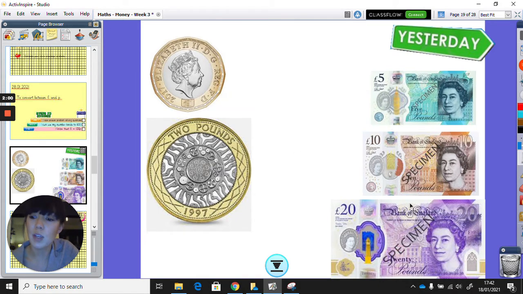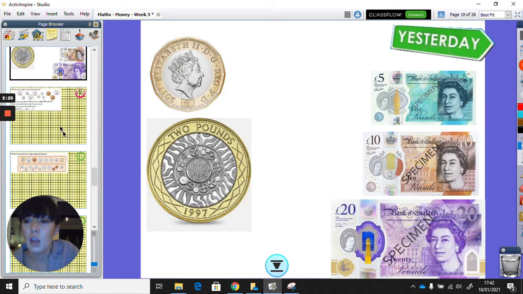Now we've got 3 notes. Remember, there's actually another note that we haven't popped on here, the £50 note, which is quite rare. We've got our £5 note here, which is bluey green. Then we've got our £10 note, which is an orangey colour, and then our biggest one, the £20 note, which is purple. Okay, so you should have popped them all on.